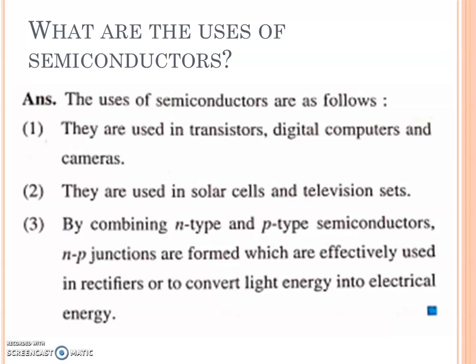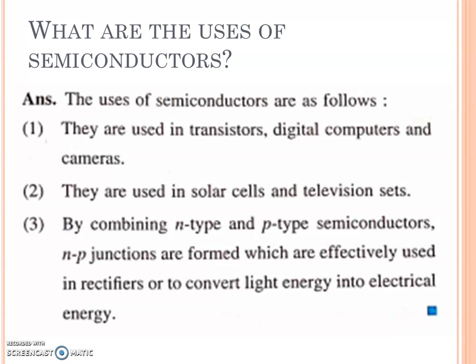Next question, what are the uses of semiconductors? The uses of semiconductors were asked previously in the question papers of previous years. So, the uses of semiconductors are as follows. They are used in transistors, digital computers, and cameras. They are used in solar cells and television sets. By combining N-type and P-type semiconductors, NP junctions are formed, which are effectively used in rectifiers or to convert light energy into electrical energy. So these are the 3 uses of semiconductors.